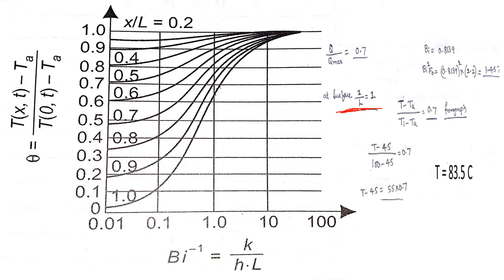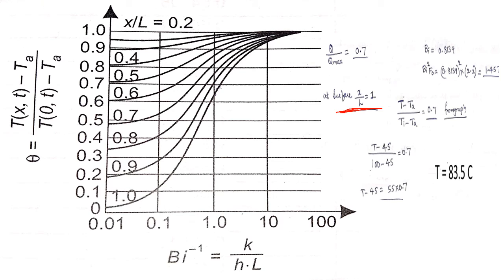Now again the same formula, T minus Ta divided by Ti minus Ta. This T indicates the surface temperature. This Ti is replaced by T naught here. In the graph, T naught means the center line temperature. So this T indicates the surface temperature. Now our main aim is to calculate the surface temperature, this T.